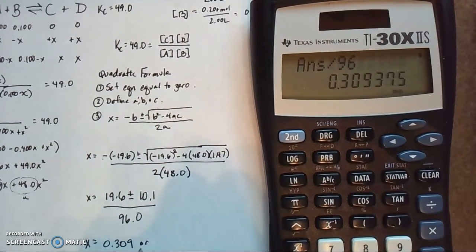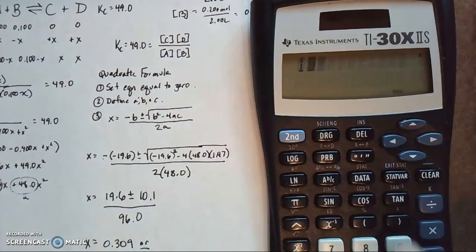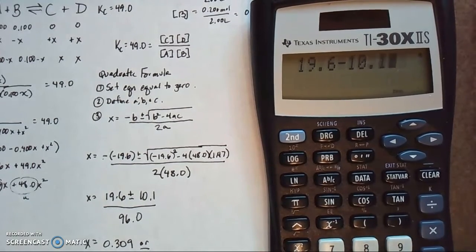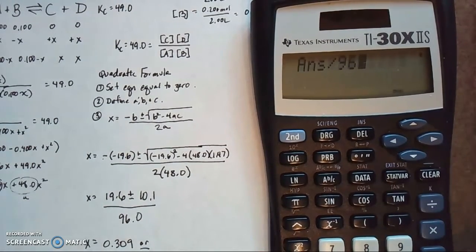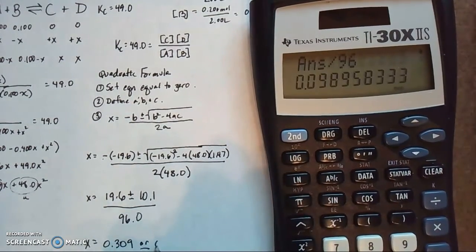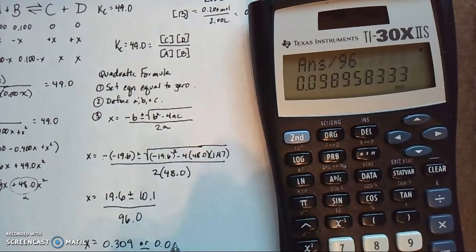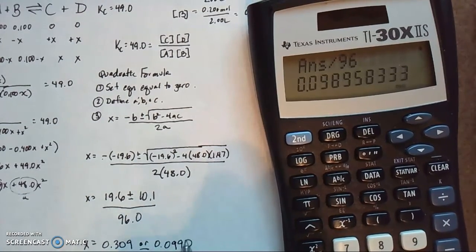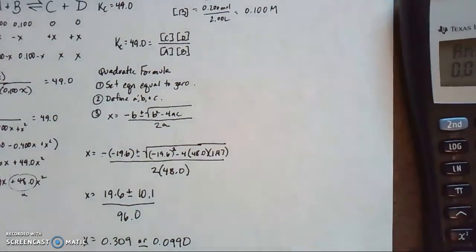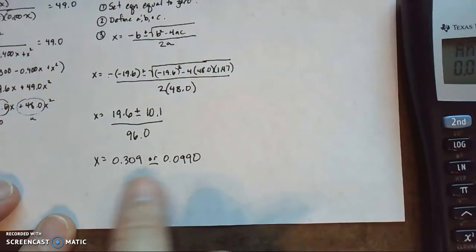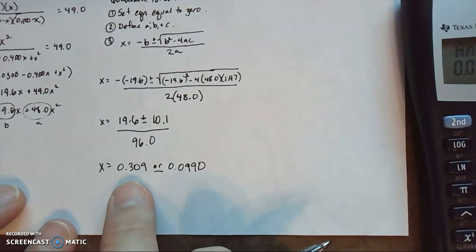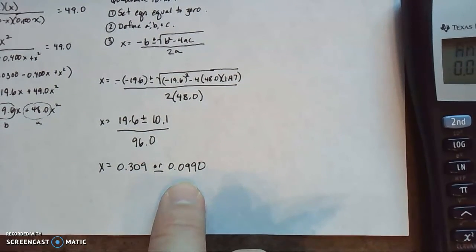0.309. Or 19.6 minus 10.1 divided by 96 gives me 0.0990, rounded to 3 significant figures. So these are my two values. If you get a negative value, that's automatically thrown out because we're not going to have a negative change.